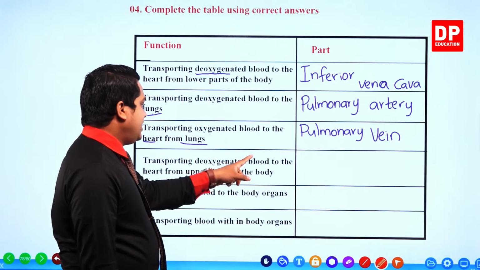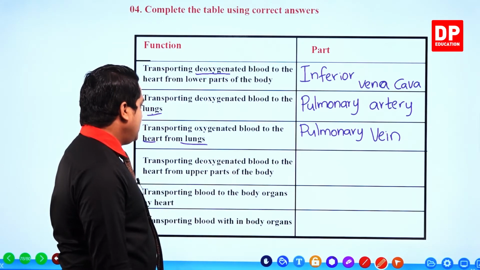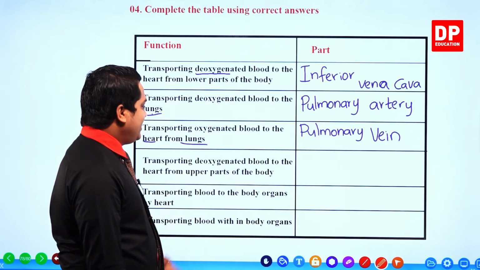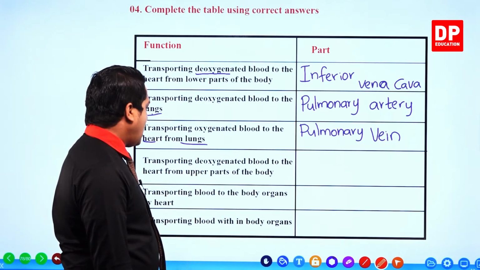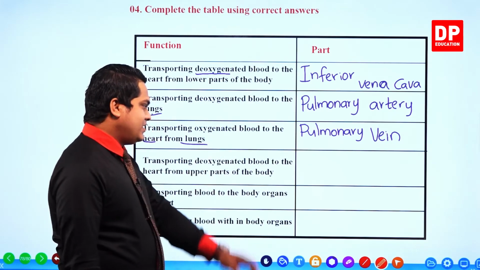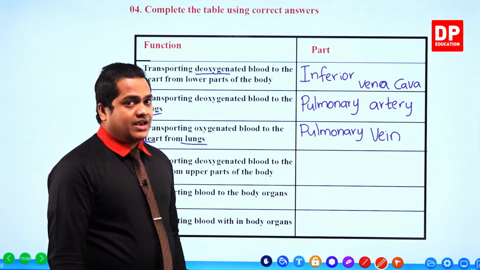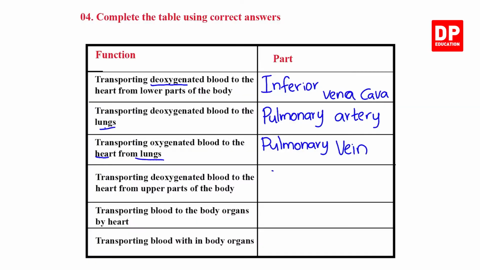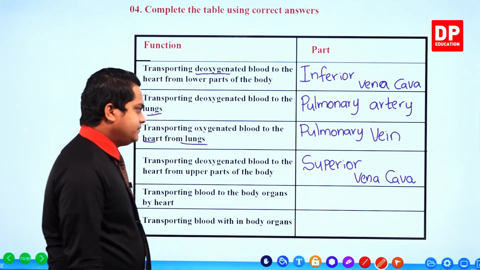Transporting deoxygenated blood to the heart from upper parts of the body. Transporting deoxygenated blood to the heart, once again it should be a vein, as it is coming from the upper part of the body. This is specially called the superior vena cava.